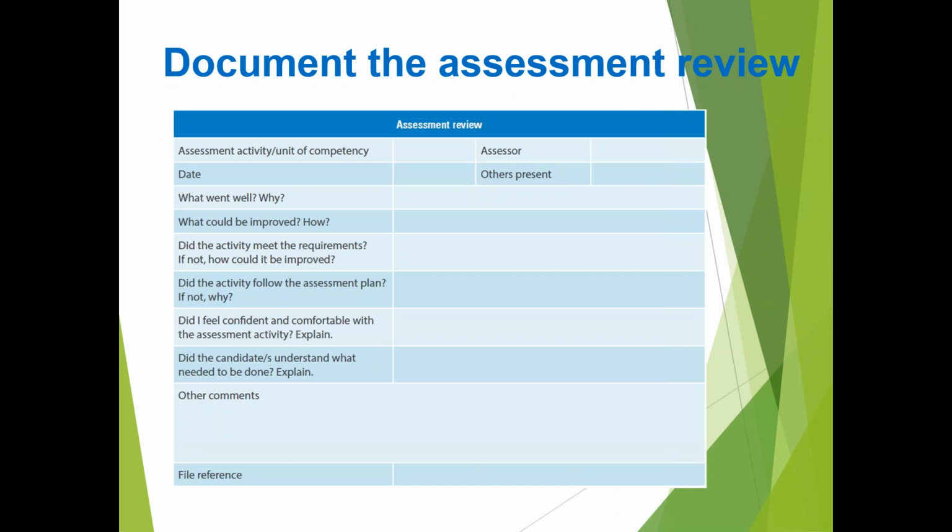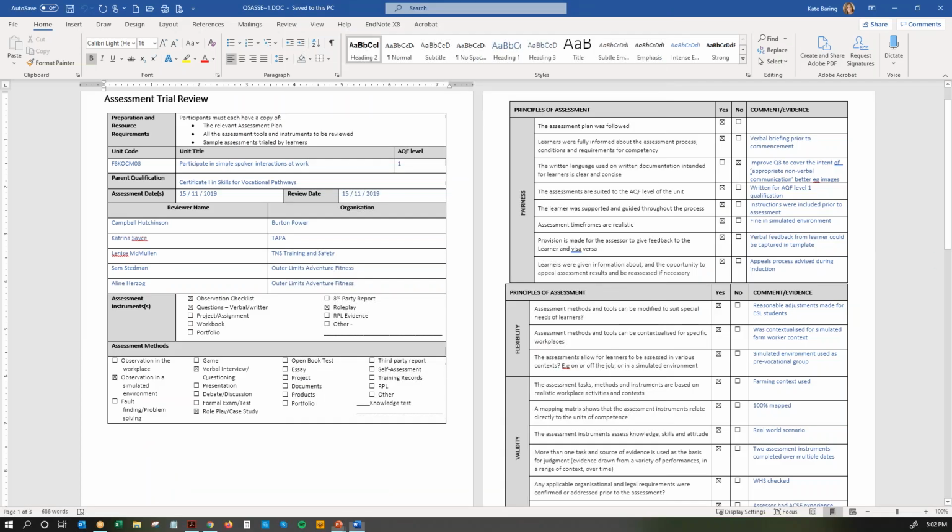So it may be as simple as a table which just says what went well, what could be improved, and asks a few questions about whether or not the activity met the requirements. And if not, what would you do differently? So it can be something simple like that, or it can be a more in-depth validation.